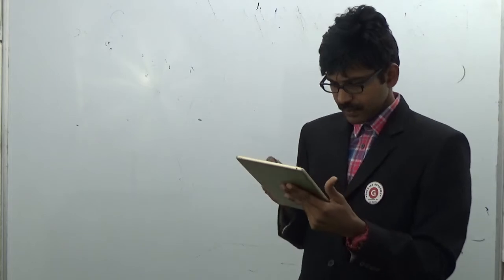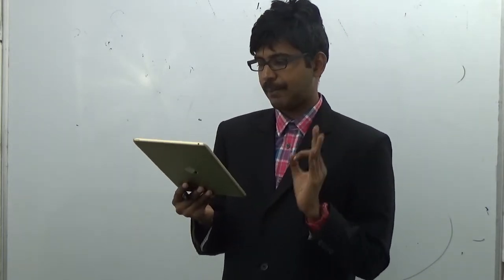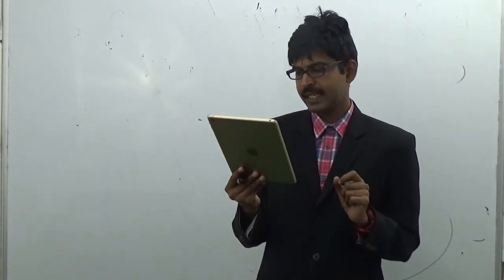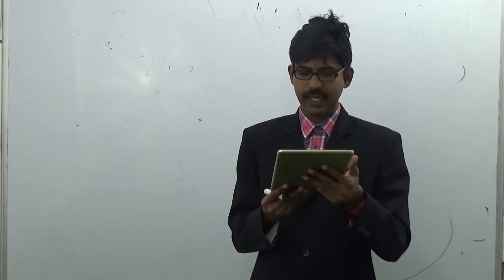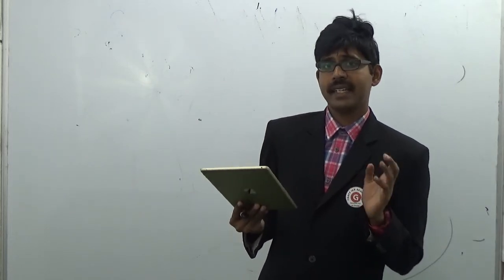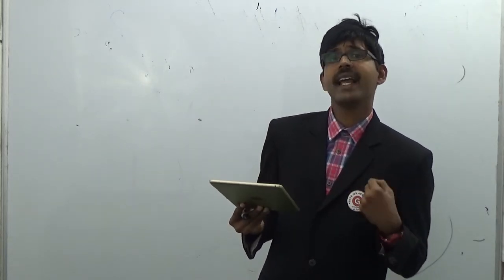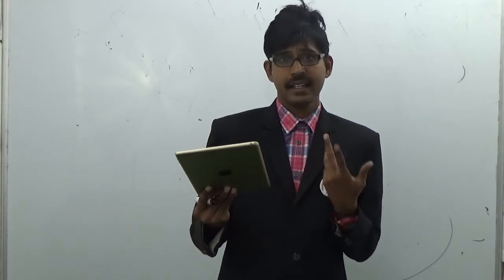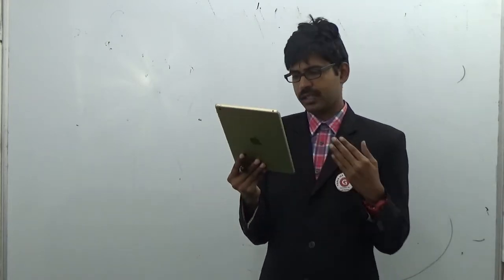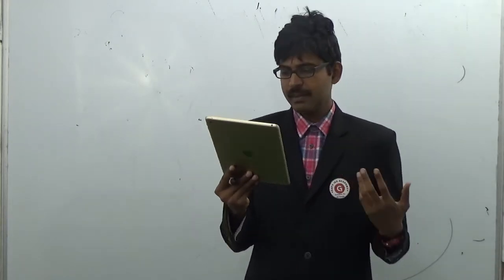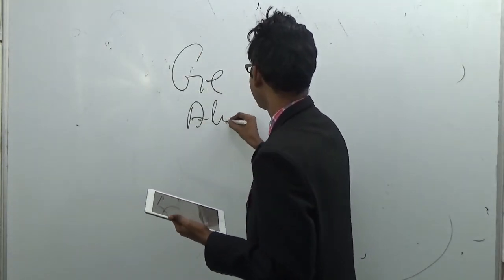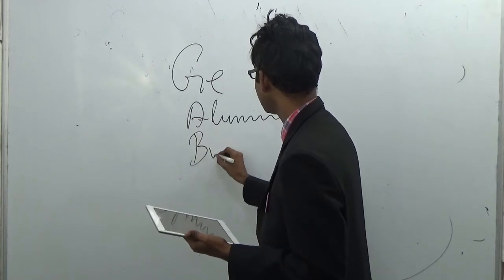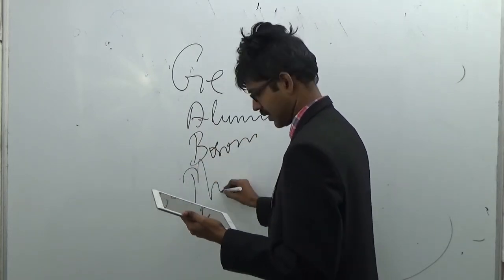Now, N-type silicon is obtained by doping silicon with. Here it's a very important question. So, when will you get an N-type material? If you add an N-type impurity, you can get an N-type material. Now, the options given are germanium, aluminium, boron, phosphorus.